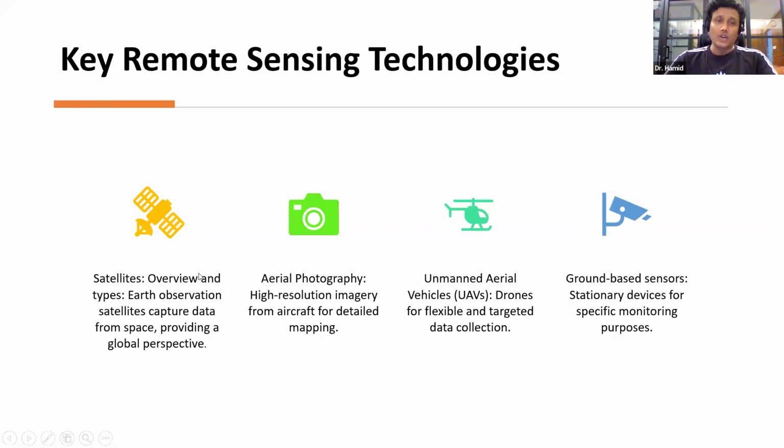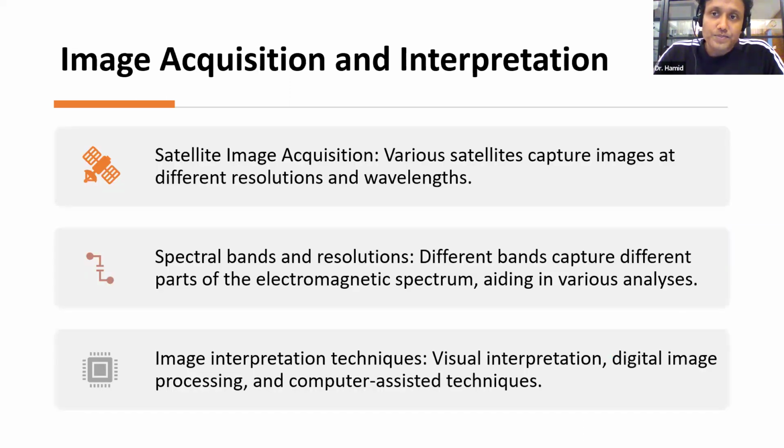Okay, this I have already covered. These are the technologies with which we capture something. Either you can use satellite or aerial photography, then there are unmanned aerial vehicles or drones, and ground-based sensors. Now, coming to image acquisition and interpretation, we use satellite image acquisition. Various satellites capture images at different resolutions and wavelengths. I'll be telling you what satellites we have.